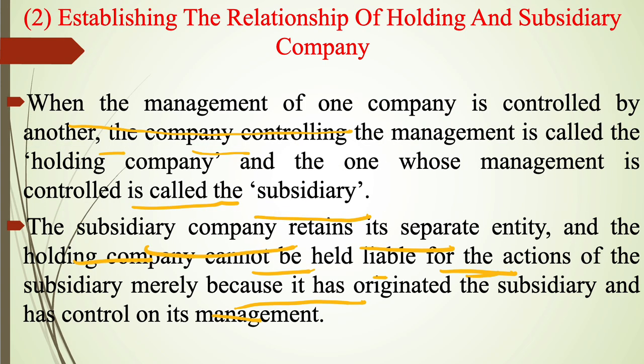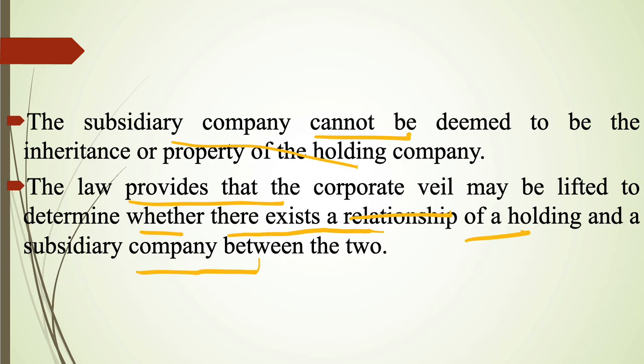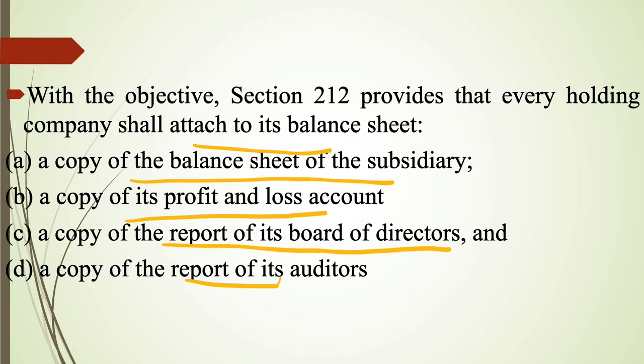The next condition is establishing the relationship of holding and subsidiary company. Generally, a holding company is not responsible for the subsidiary company, but for some actions of a subsidiary company, the holding company is responsible. Like it is not the deemed property of the holding company. The holding company must maintain the documents of its subsidiary company, like the balance sheet of the subsidiary, profit and loss account, report of the board of directors and report of its auditors.